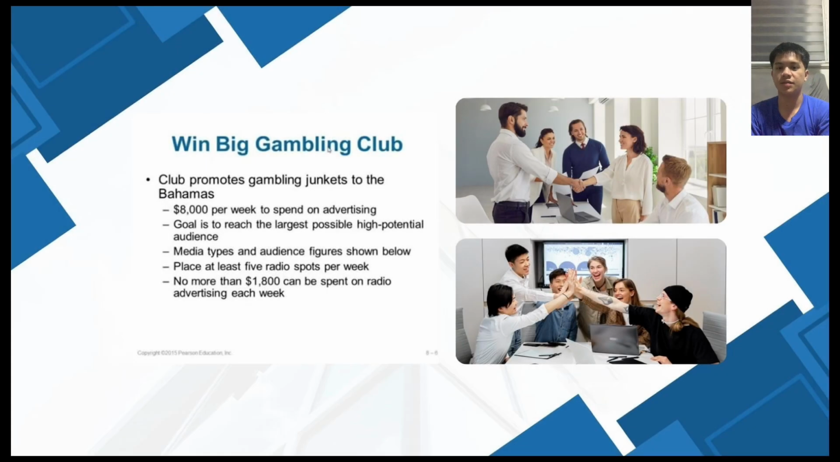The next is an example in marketing application. So let's introduce our client, which is the Win Big Gambling Club. They have a budget of $8,000. This Win Big Gambling Club promotes gambling junkets to the Bahamas and is looking to optimize their advertising campaign. So these are their key parameters or constraints.